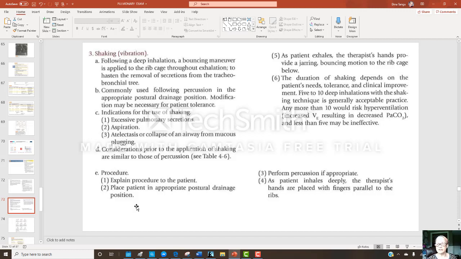The duration of shaking depends on the patient's needs, tolerance, and clinical improvement. 5 to 10 deep inhalations with the shaking technique is generally acceptable practice. Any more than 10 would risk hyperventilation, increased VE, I think that's minute ventilation, resulting in decreased PaCO2, and less than 5 may be ineffective.